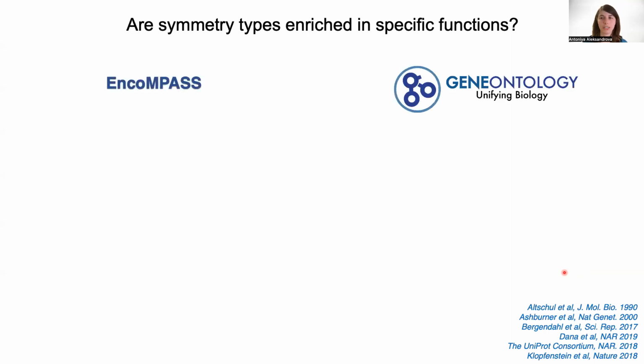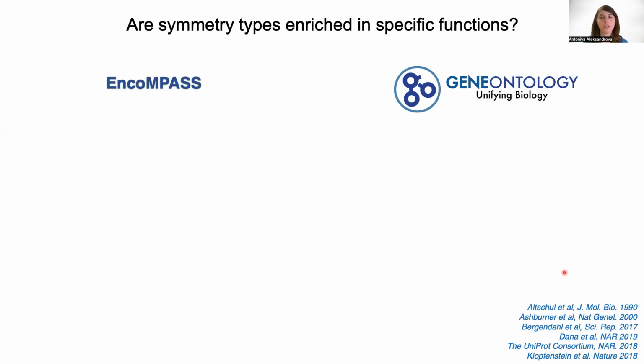But can we quantify these putative symmetry-function relationships further? Are there indeed specific symmetries that are associated with specific functions? To systematically address this question, we turn to the Gene Ontology database. While we explored other ways to link ENCOMPASS structures to functional annotations, the Gene Ontology database provides the largest coverage, so we'll focus on it here.